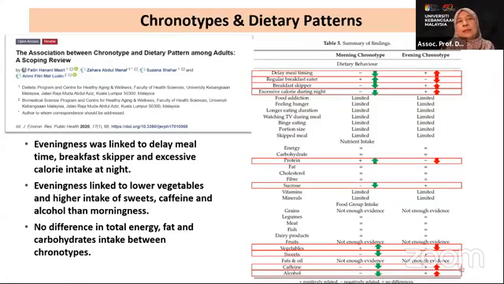So in our recent review looking at the association between chronotype and diabetes among adults, we found that eveningness was linked to delayed mealtime, skipping breakfast, excessive calorie intake at night, and eveningness was linked to lower vegetable intake and high intake of sweets, sugar, coffee, and alcohol compared to morningness. But there is no difference in total energy, fat, and carbohydrate intake between the chronotypes.